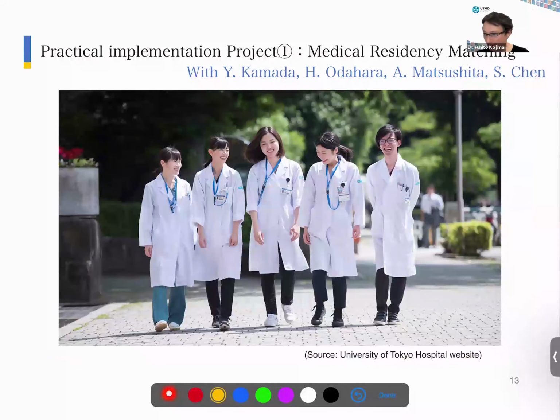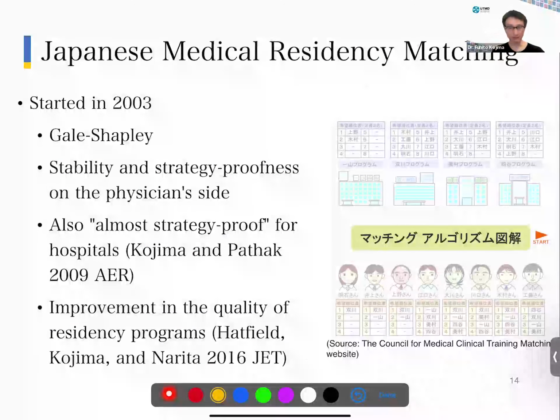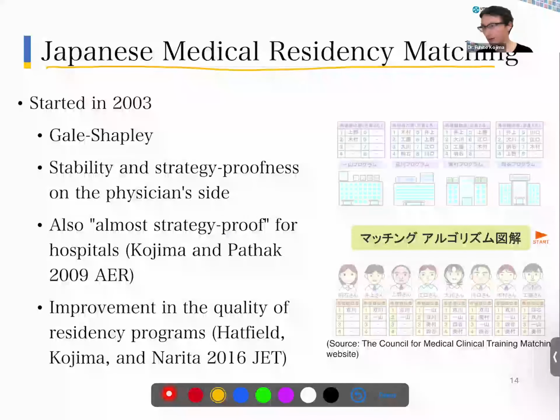So the first is the medical residency match. I already mentioned it several times, so let me be quick. Like I said before, the Japanese medical match is a labor market where new doctors are assigned to one of about 1,500 hospital residency programs. And the matching mechanism started in 2003.